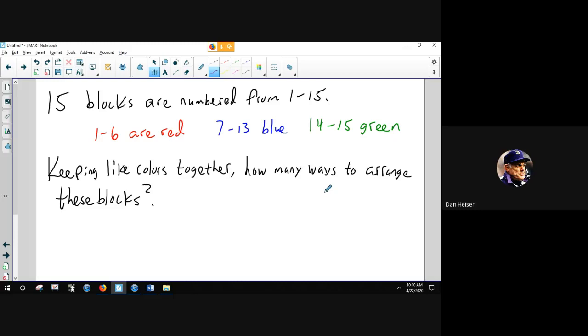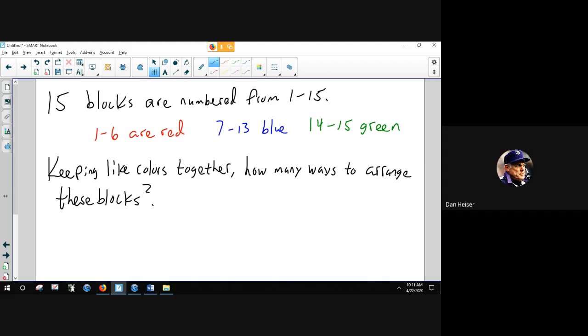This is our last lesson on counting and permutations and combinations before we get into probability, which is coming very soon. So here I have a problem. We have 15 blocks numbered from 1 to 15, but these blocks are multicolored. The first 6 of them are colored red, the next 7 are colored blue, and then the final 2 are colored green.